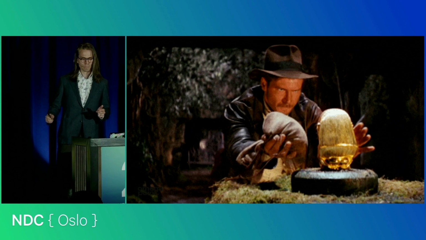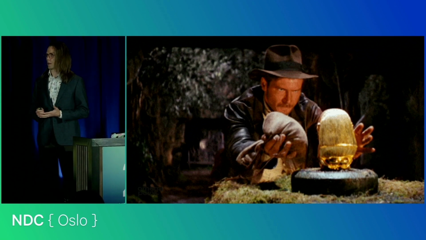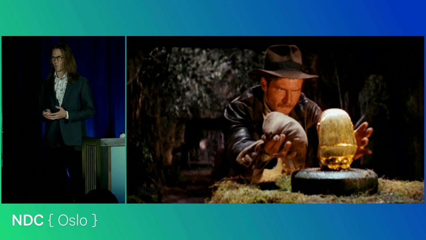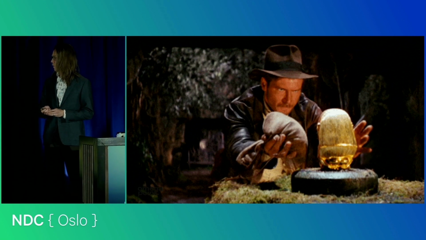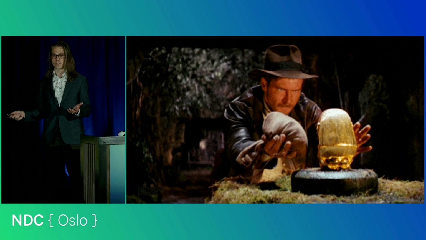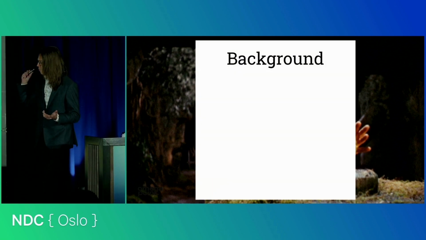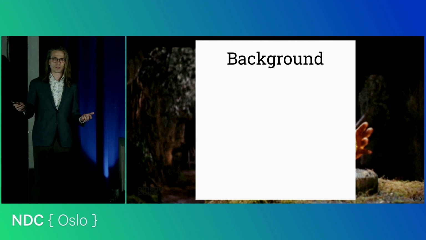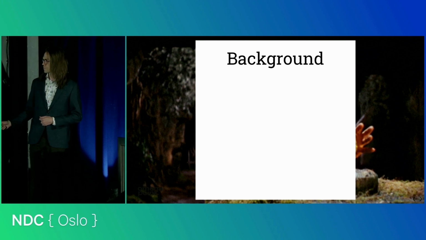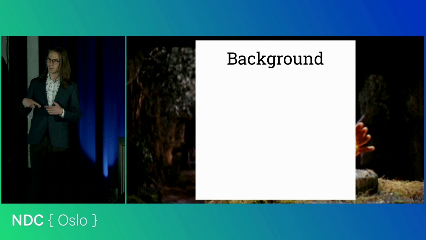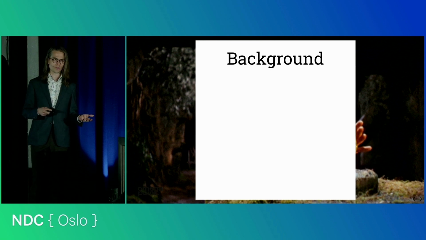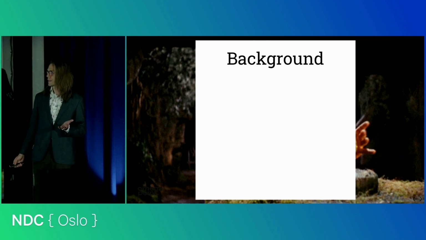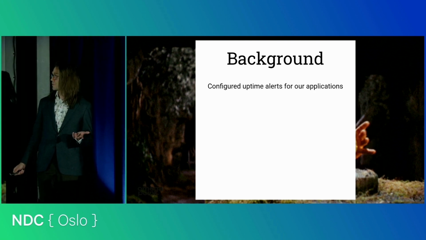And this talk came to me when I was working with a platform, I think it was my first Kubernetes platform, where we had applications deployed. So, background: we had applications deployed in Kubernetes, and we had set up uptime alerts for these. And we noticed that during deployment of new versions of the applications, sometimes, not always, but sometimes, we would get errors.